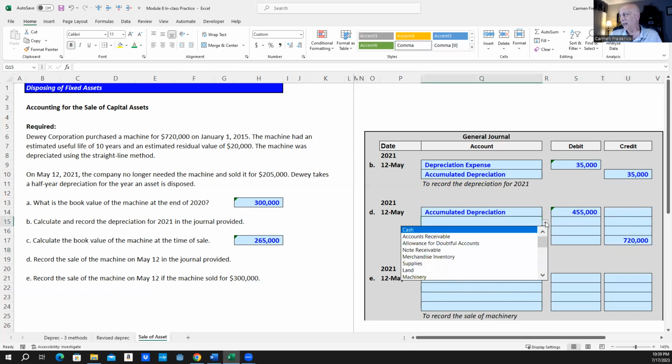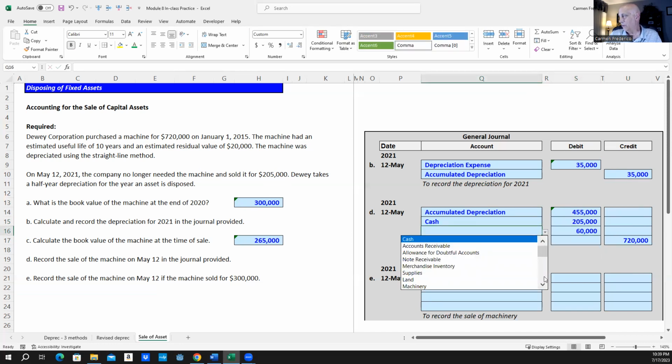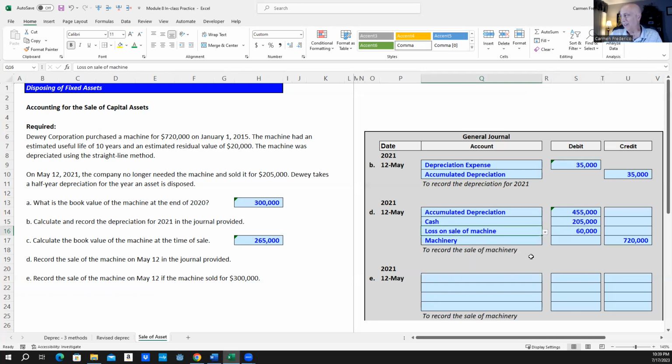The next thing we want to do is apply the cash. How much cash did we get? Cash came in, $205,000. It goes on the coming in side, which is a debit. So on the left side, we debit cash for $205,000. And now we compare the 205 to the 265. Which is greater? The book value we're giving up or the cash we receive? Obviously, the book value is greater, so we have a loss of $60,000. Okay, and that's going to be loss on sale of equipment, loss on sale of machine for $60,000.